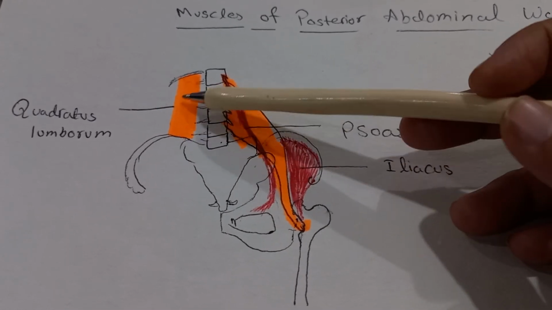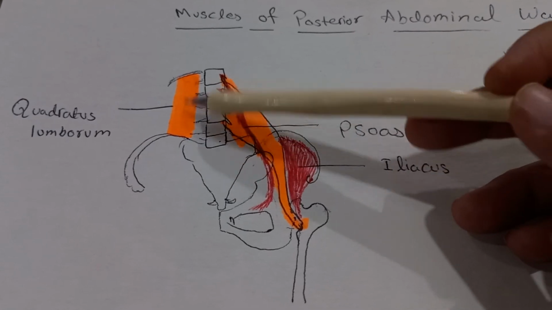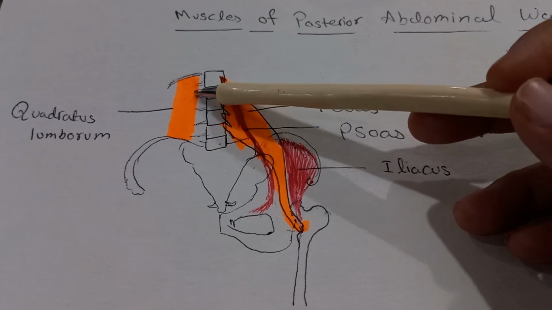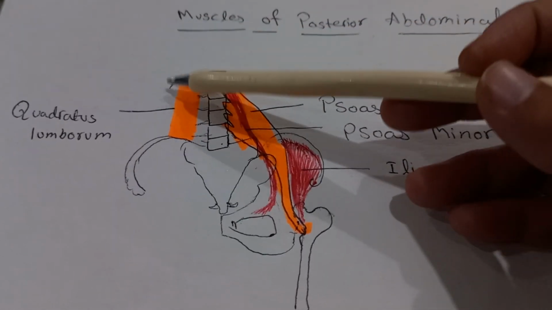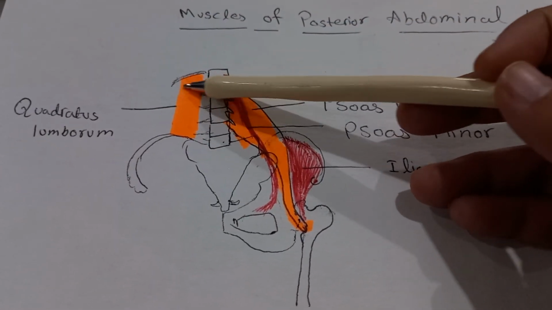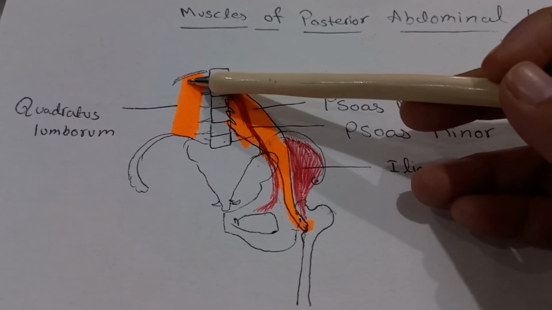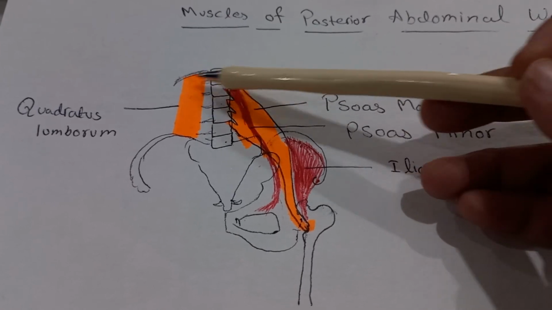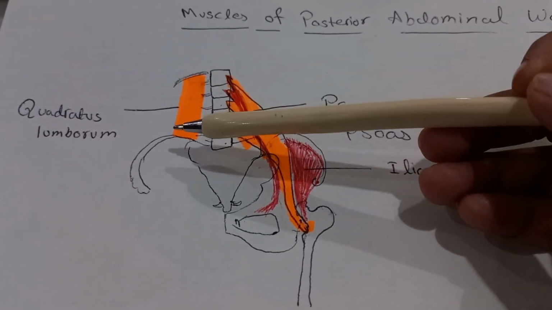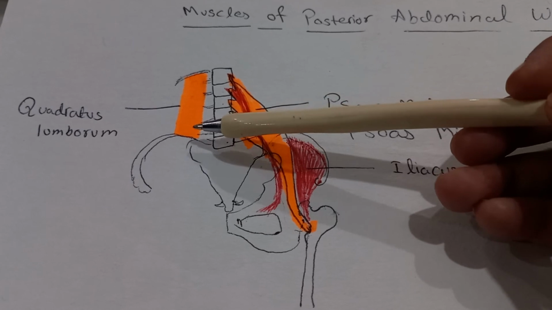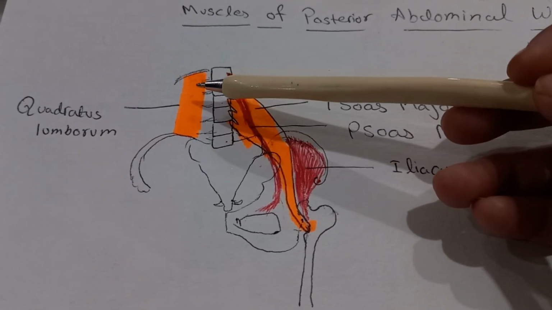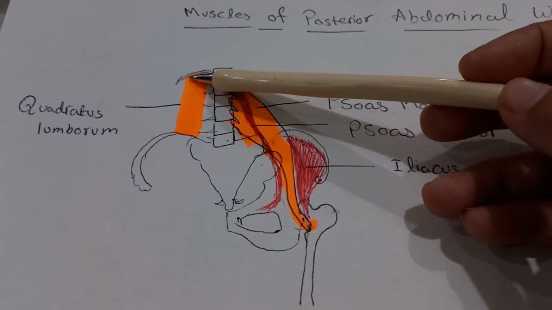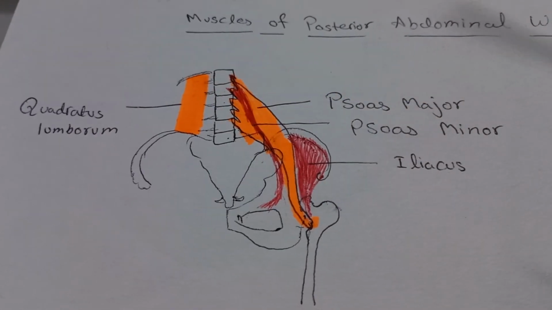This muscle is inserted over the transverse processes of the upper four lumbar vertebrae and also on the medial half of the anterior surface of the 12th rib. I have drawn this 12th rib. So it is inserted over the upper four lumbar vertebrae transverse processes and over the medial half of the 12th rib.